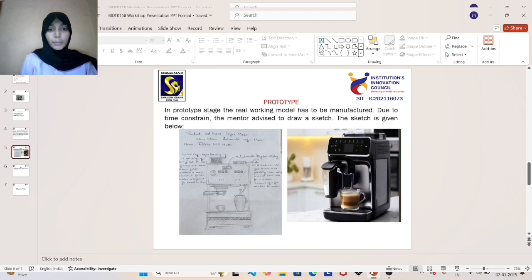Prototypes. In prototype stage, the real working model has to be manufactured. Due to the time constraint, the mentor advised to draw a sketch. The sketch is given below.